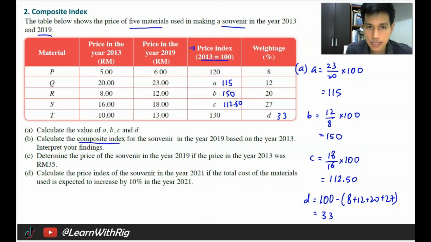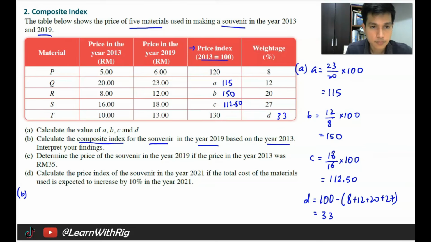Okay, question B, calculate the composite index for the souvenir. So composite index, so they already told you. Even if they don't tell you, you should know because it says souvenir. Souvenir means the combination of all of the materials. So you cannot use the first formula. You cannot use the price index formula. You have to use composite index. So year 2019 based on year 2023.